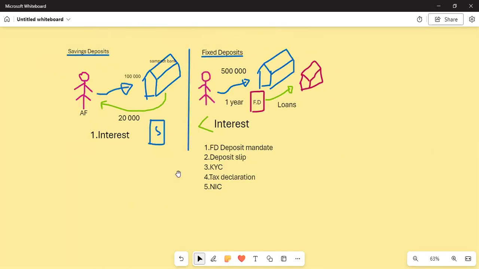Even in order to open a savings deposit, you need these things, but the only thing which is changing is this.